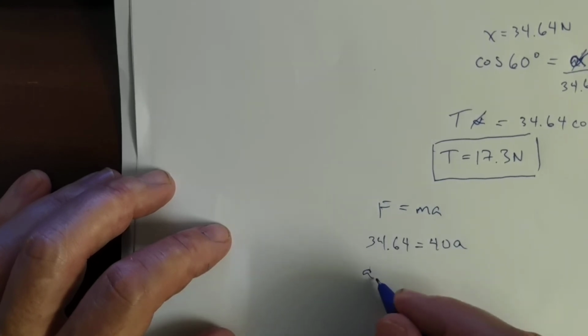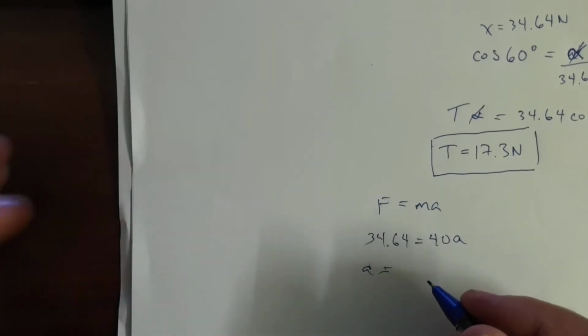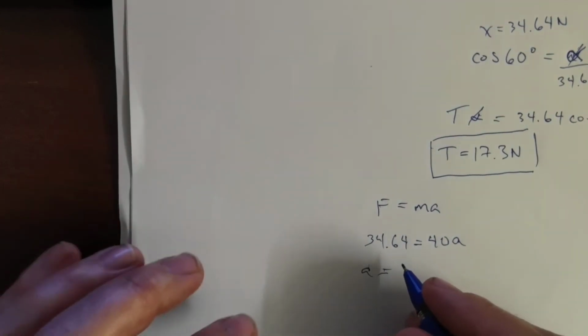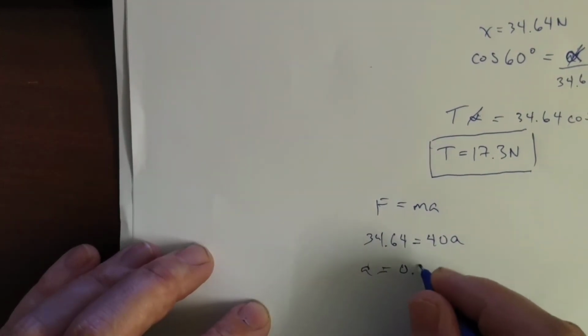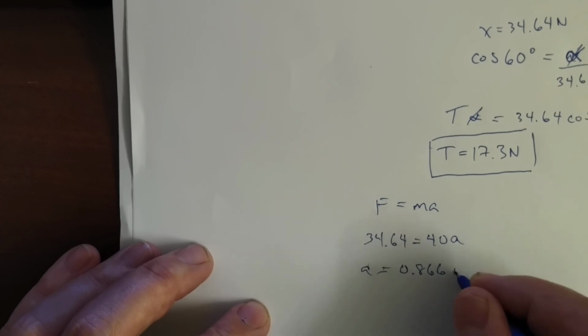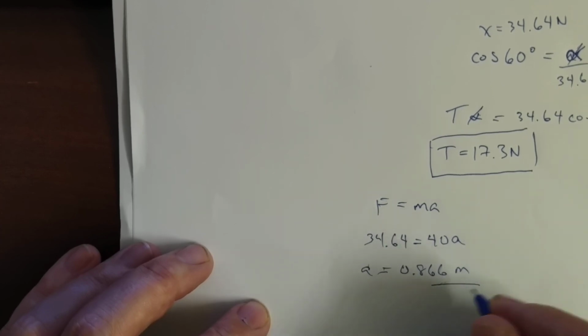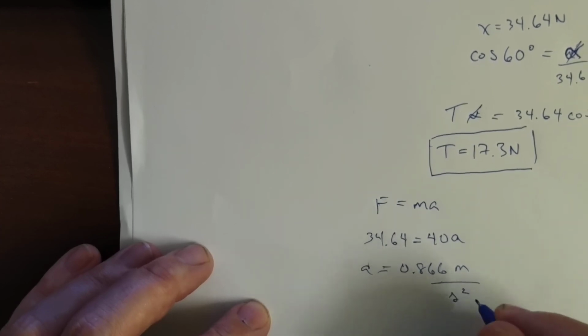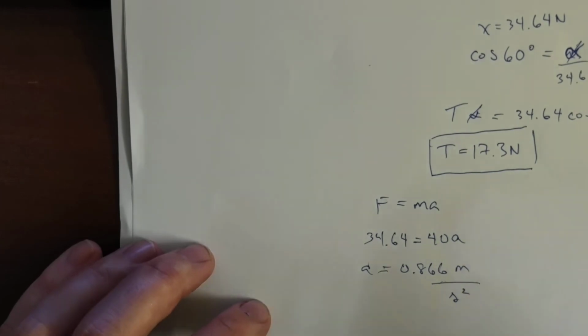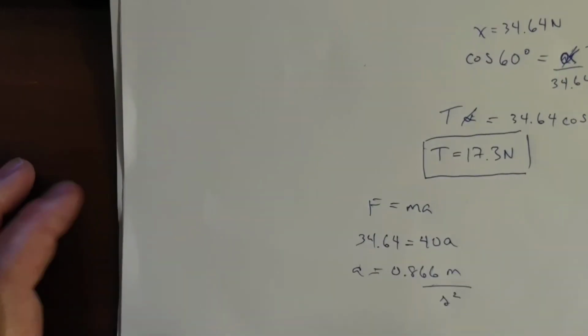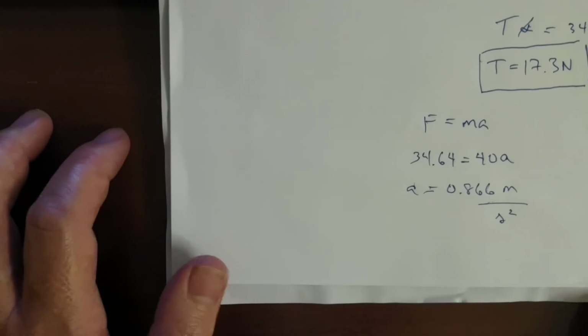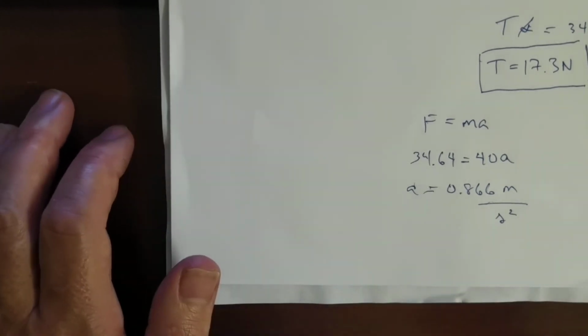So now A is equal to 34.64 divided by 40. So you get 0.866 meters per second squared. And that's how that one's solved. So hopefully that clarifies what we're doing with part of this unit.